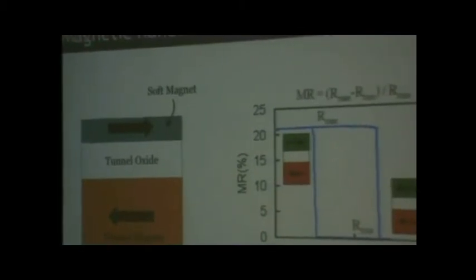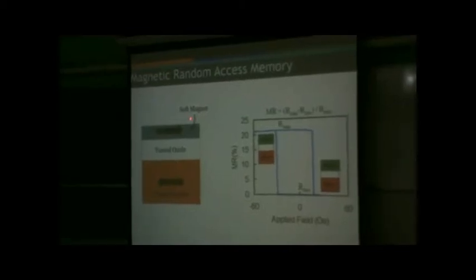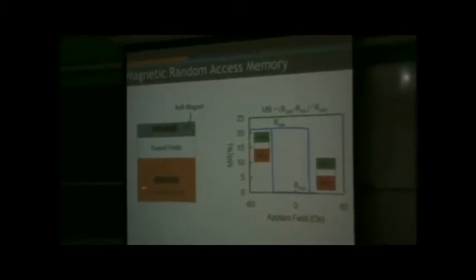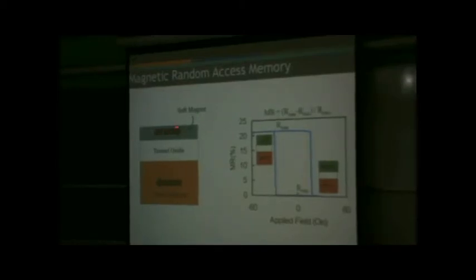And it all started with this MRAM, which basically says that I have a pinned magnet, I have a soft magnet, I put a field. Once I put a field, I can change the direction of the soft magnet. So when they are pointing in opposite directions, I get a high resistance. When they are pointing in the same direction, I get a low resistance, and I have a hysteresis, so I can use it as a magnetic memory.